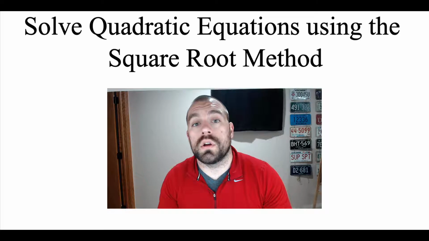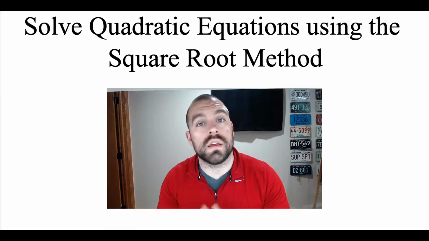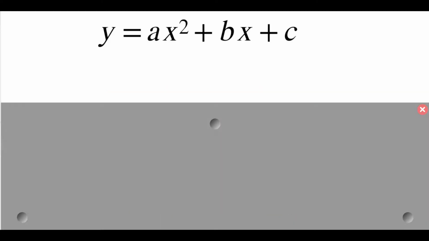In this video, we're going to look at solving quadratic equations using the square root method. Now, as we're looking at quadratic equations, typically we're looking at something that's got ax squared plus bx plus c. But when we're using this square root method, this only works if the b value is 0.